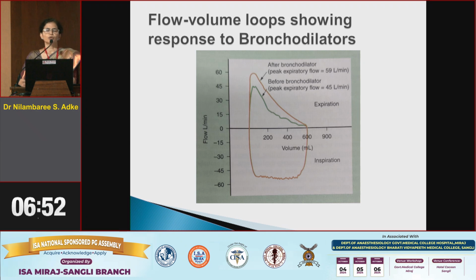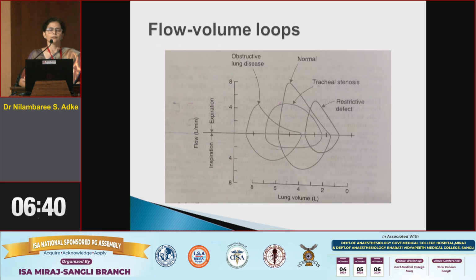Then this is a typical curve showing the response to bronchodilators. Before giving bronchodilators, you can see the expiratory curve is quite narrowed, which returns to normal after bronchodilator therapy. And this depicts the normal flow volume, then how obstructive lung diseases appear. Then with tracheal stenosis, where you can see the inspiratory curve change, and a restrictive defect is also seen as the smallest loop. So flow volume loops are a very good analytic investigation.